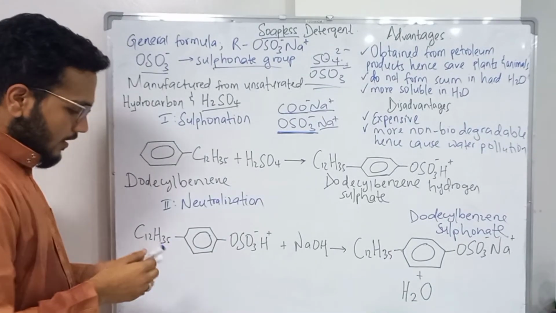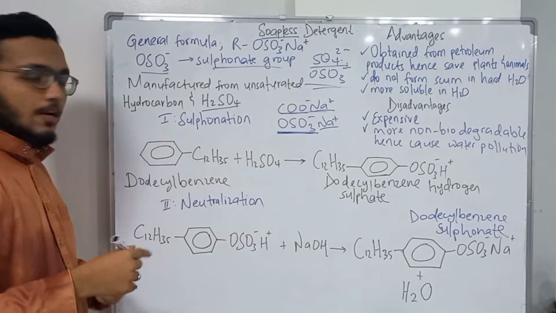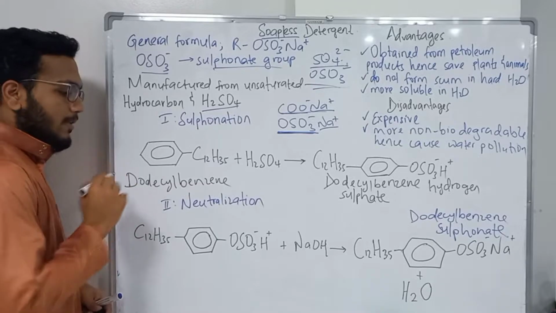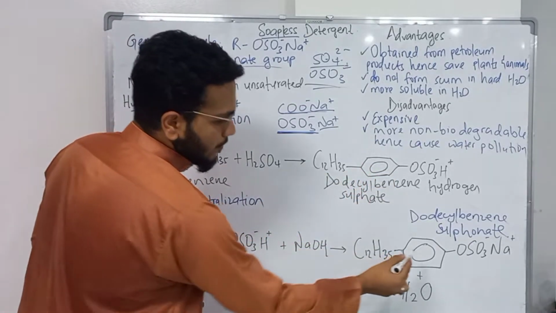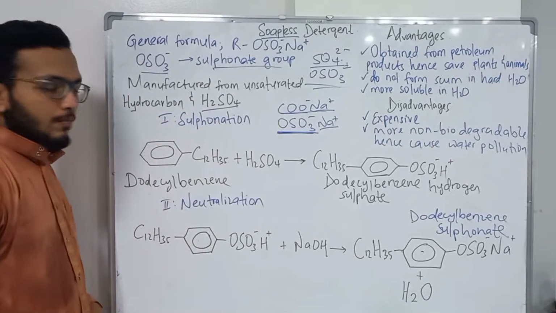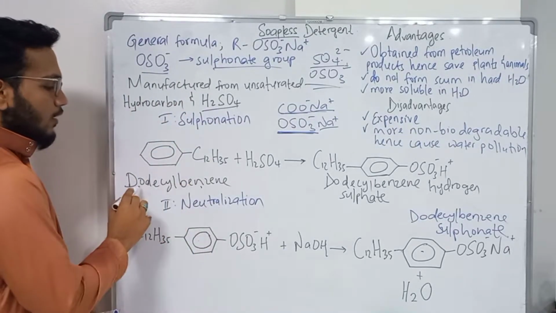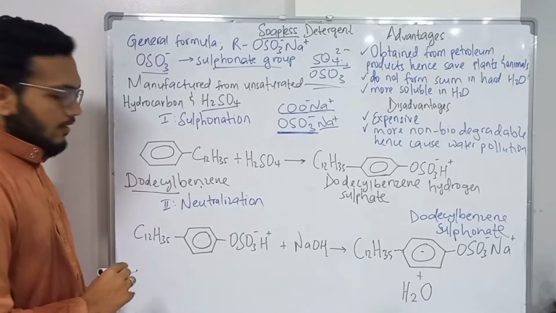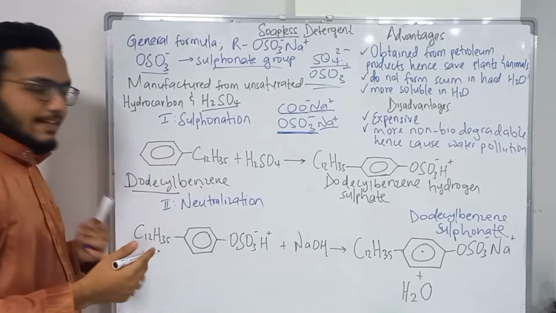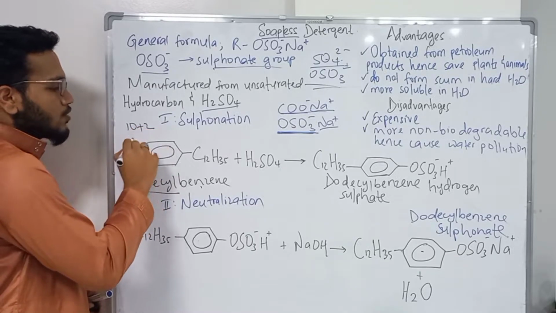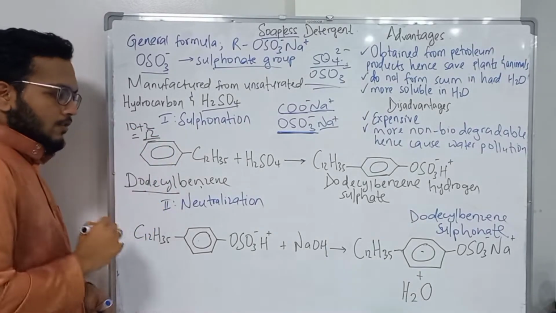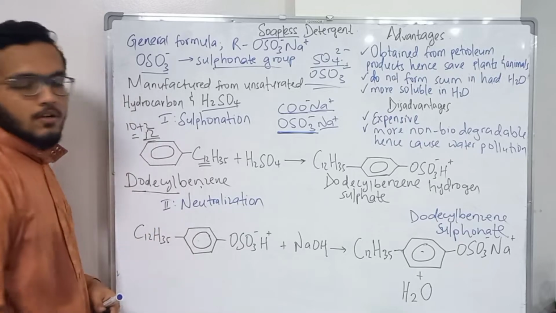We took an unsaturated hydrocarbon called dodecyl benzene. This is a benzene group. And what does dodecyl mean? Decyl, from decane, means 10. And what does do mean? 2. So this is 10 plus 2. That means there are 12 carbon atoms, which is here, 12 carbon atoms.